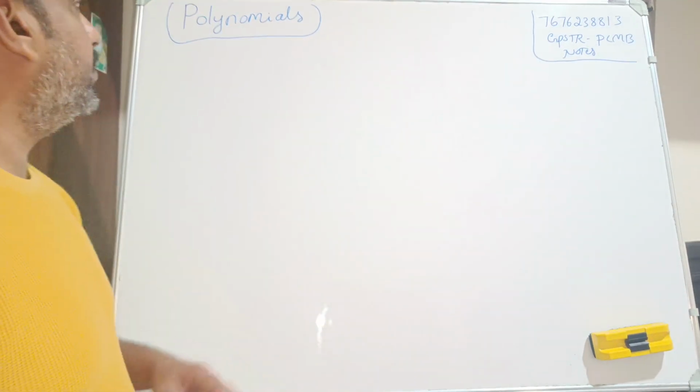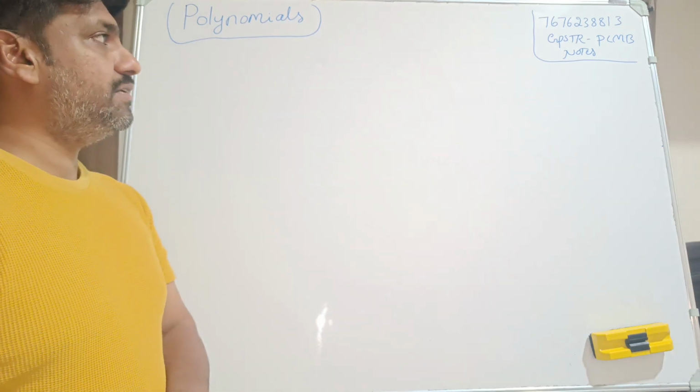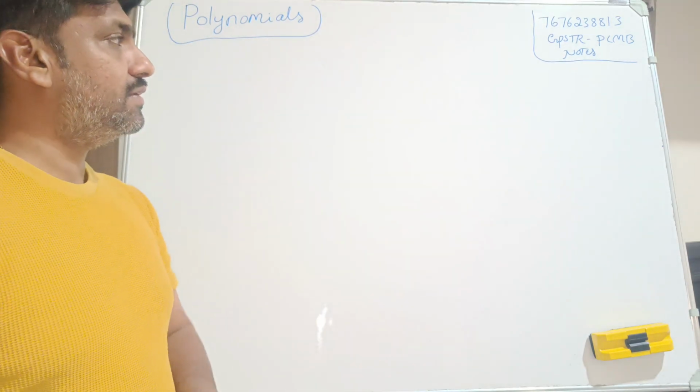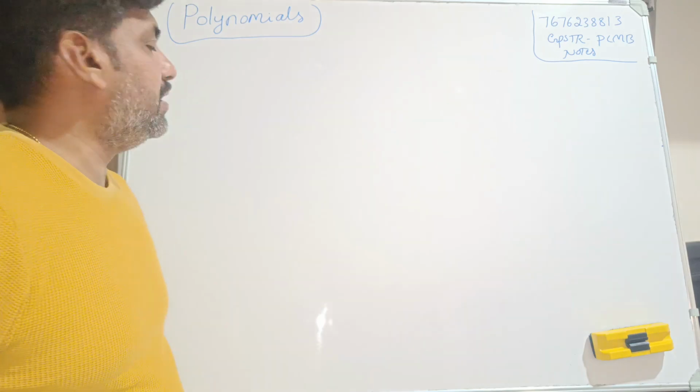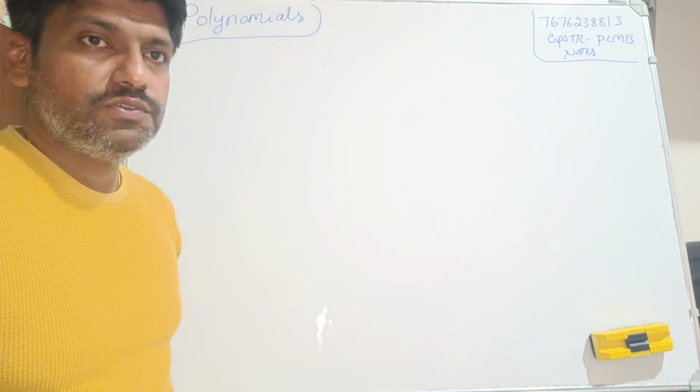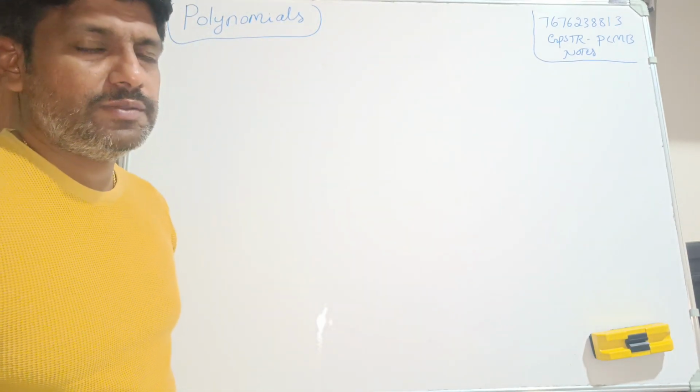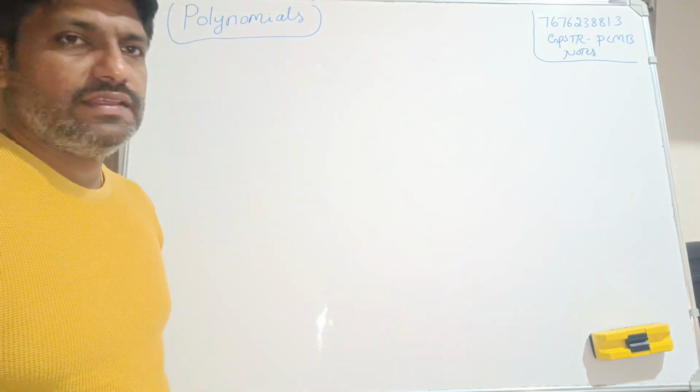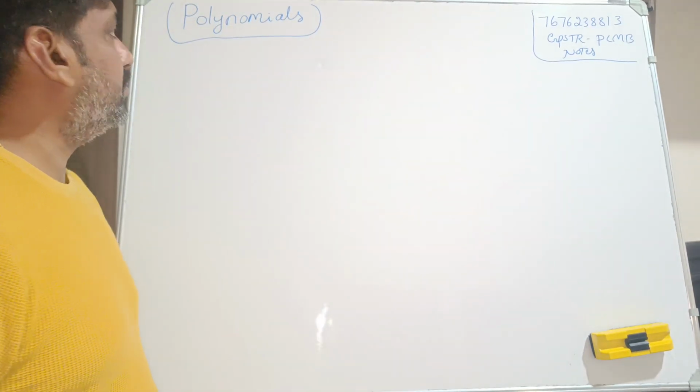So in this video, we will see the polynomials in the syllabus of GPSTR mathematics. So what is a polynomial? What are the types of polynomials? What are zeros? What are the coefficients of zeros, relationships, and many things with respect to polynomials. We'll see one by one.